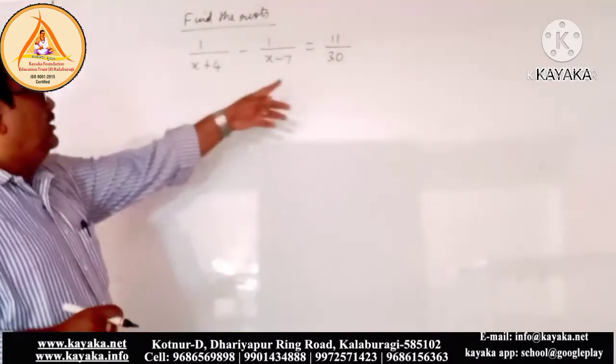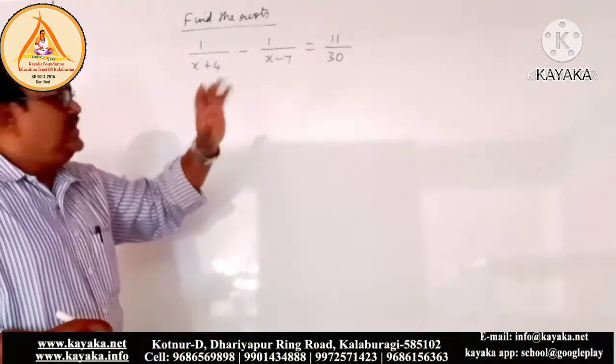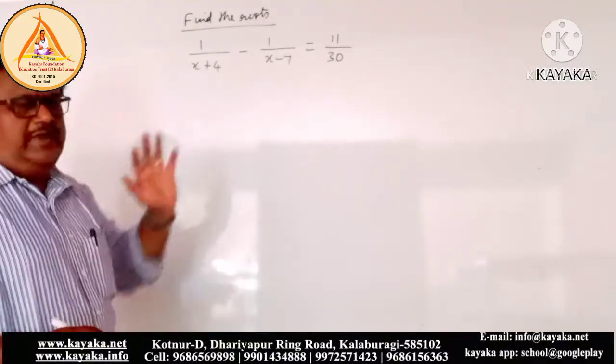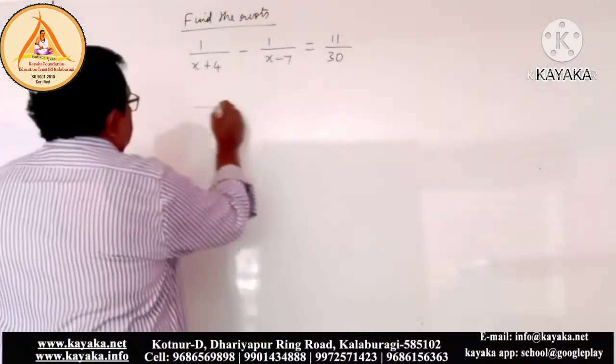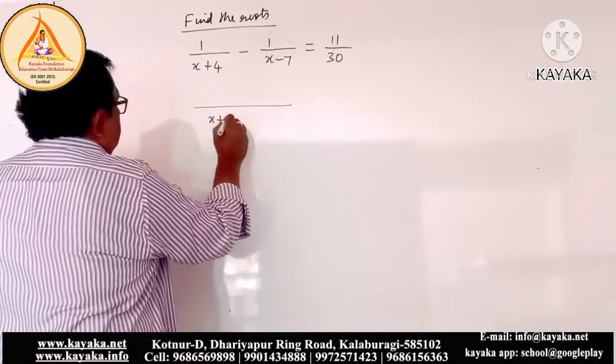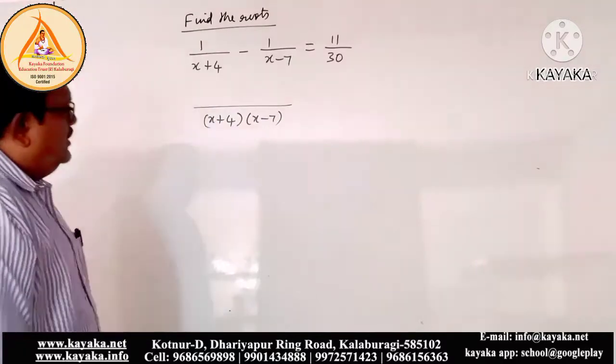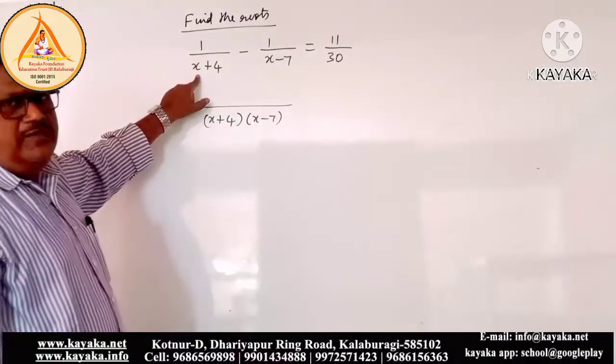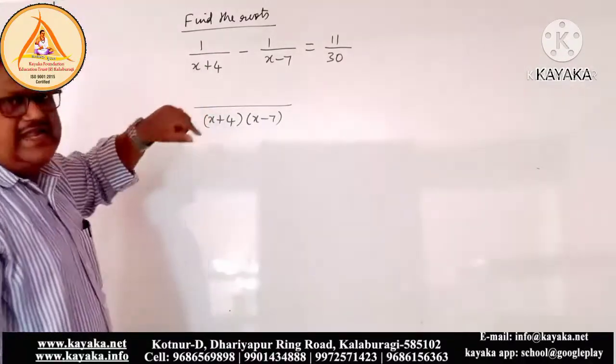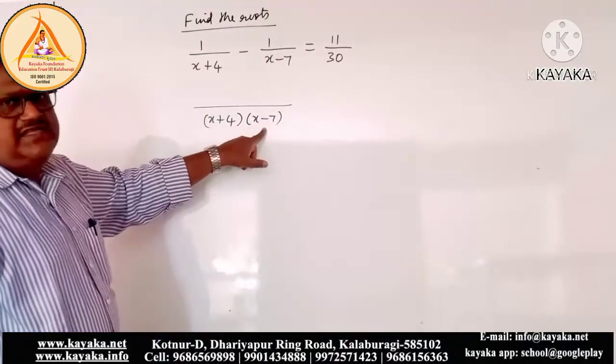Okay, now for this problem, you have to take the LCM. You have to multiply both the denominators. Therefore, you will get like this: x plus 4 into x minus 7. Now this denominator divided by this denominator, x plus 4 will get cancelled. The remaining number is x minus 7.